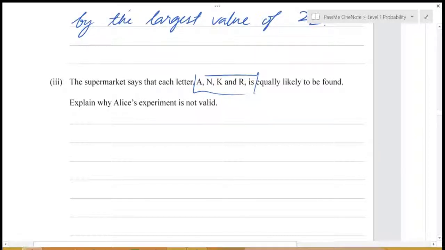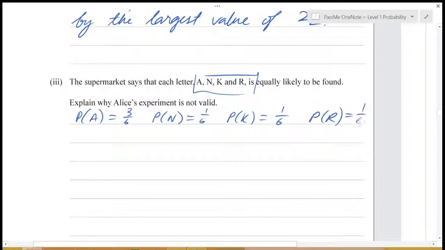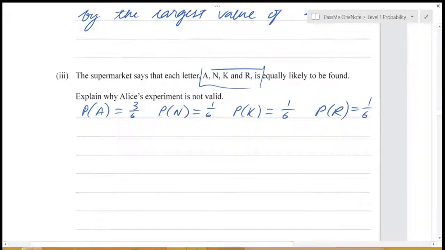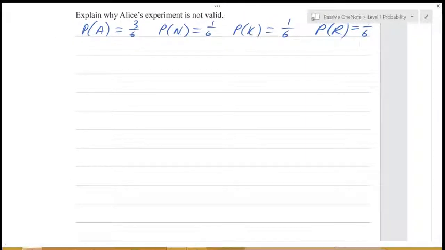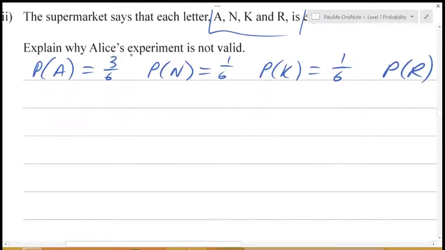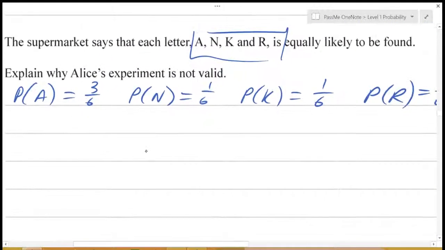And so we'll just say here P of A equals 3 out of 6, P of N equals 1 out of 6, P of K equals 1 out of 6, and the probability of getting R is also 1 out of 6. And so we can see that A is 3 times as likely. So I'll write in a sentence explaining that. So we'll say, we'll just read the question again. Equally likely to be found.